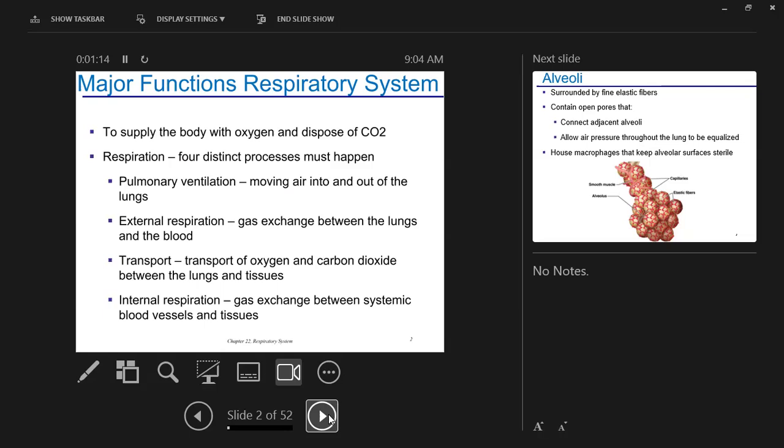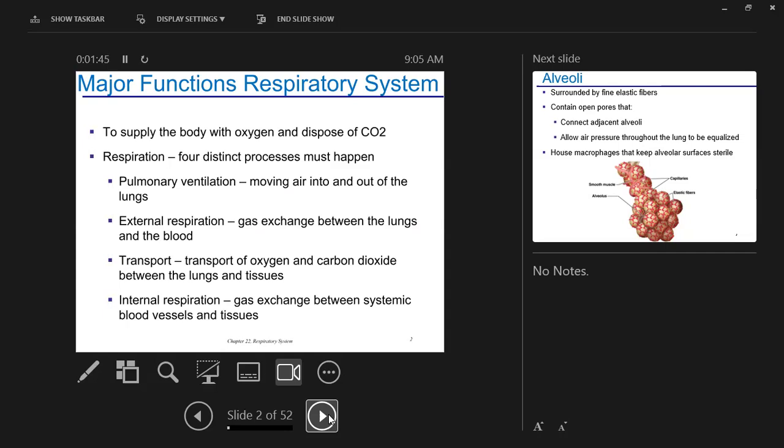So, respiration. Four things have to happen. It isn't just breathing in and breathing out. So we call this pulmonary ventilation. Air goes into the lung. Yes, it is breathing in and breathing out, but that's only the first part. And we get air moving into the lungs and air leaving the lungs. We have external respiration, where we have a gas exchange between the lungs and the blood, the alveoli.